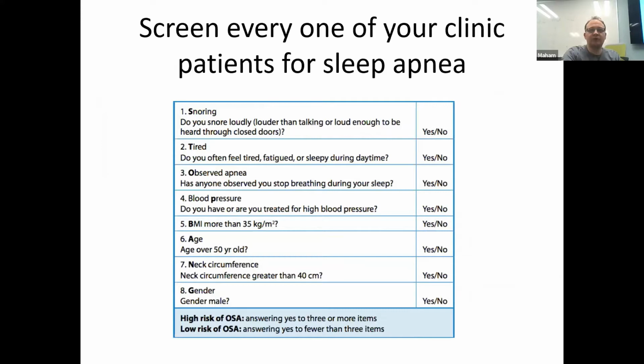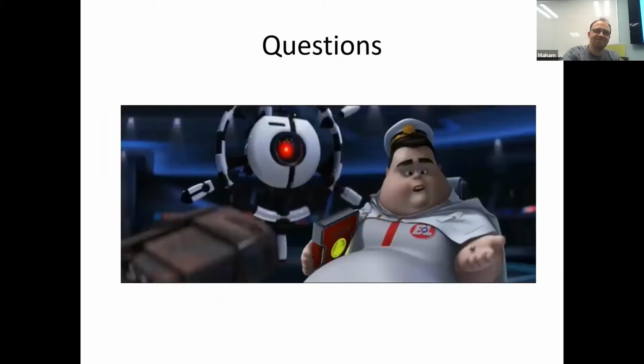Screen every single one of your patients in clinic for sleep apnea. I don't care if you end up with a 18-year-old female that's skinny. Screen them all. You don't want to miss this. And obviously the patients that you have a higher suspicion, you may want to dig deeper. If they're not reliable historians, send them for a sleep study. You find things. Any questions about that?